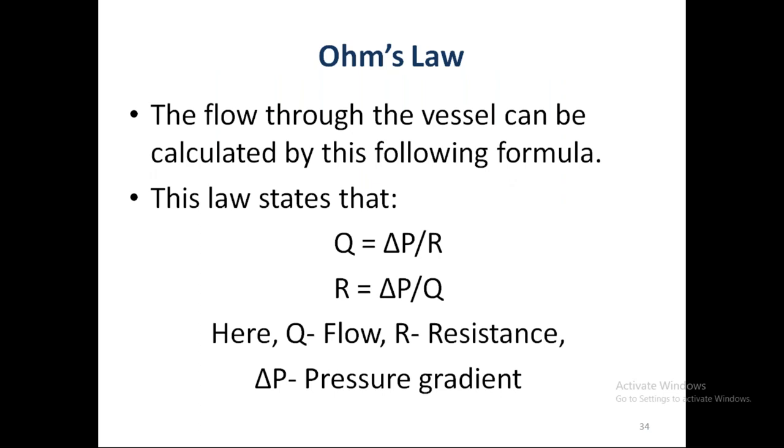Now, the blood flow through a vessel is determined by two factors. That is the pressure gradient, the pressure difference between the two ends of the vessel. Another is resistance. The flow through a vessel can be calculated by the following formula. This is called Ohm's law. This law states that Q equals pressure gradient divided by resistance. Here Q is flow, R is resistance, and this is the pressure gradient.